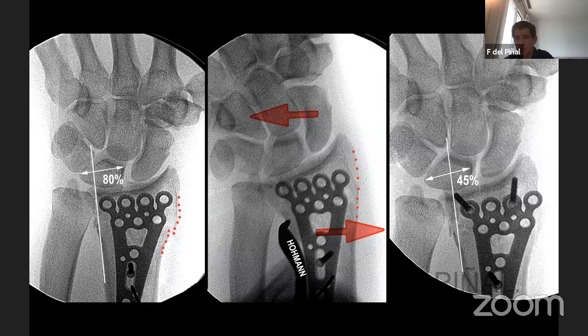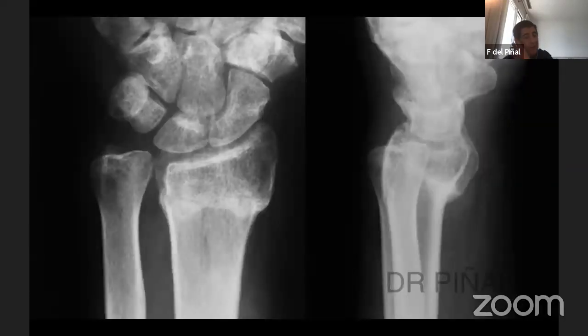Okay, and after the reduction, you see that now it looks the same, but it's not the same, because most of the lunate is now on the ulnar side of the radius, out of the radial surface. And this was the case that I showed you before.